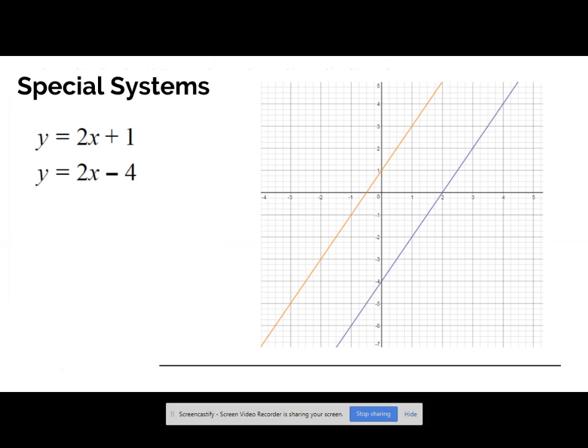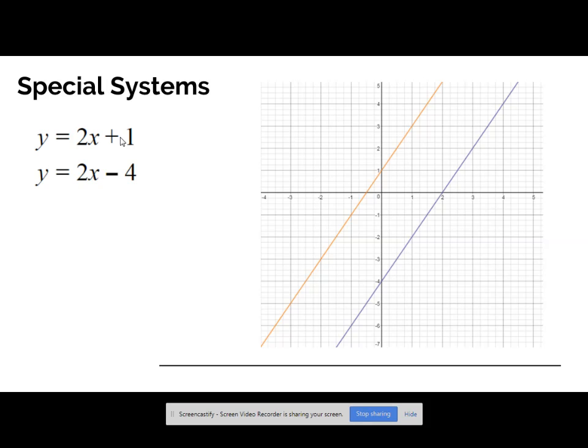All right, special systems. I think I've got two more slides here. Special systems. We talked about parallel lines in the other video on linear equations. And so if two linear lines are parallel, they will never intersect. There's no solution. It's an inconsistent system. And that's what we have here.